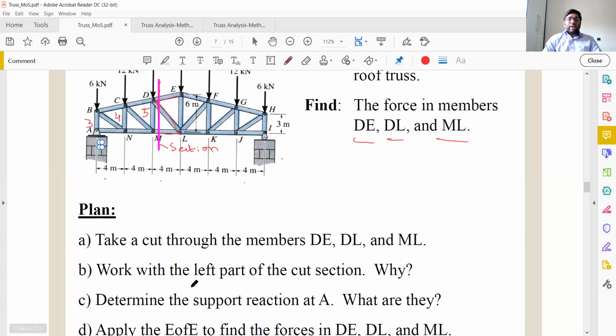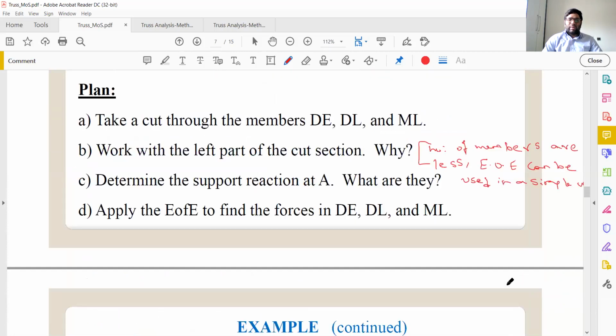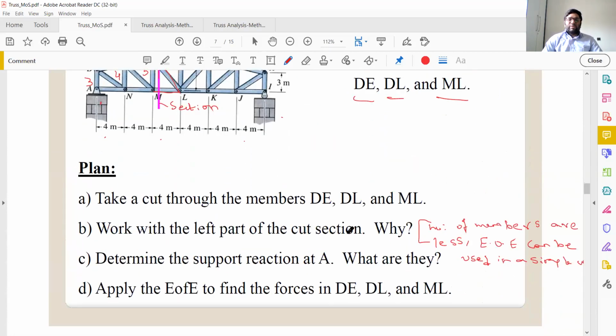Second step, work with the left part of the section. Why? Because the number of members is less, and the equations of equilibrium can be used in a simplified manner. Okay, that's why we have chosen this part of the left section.